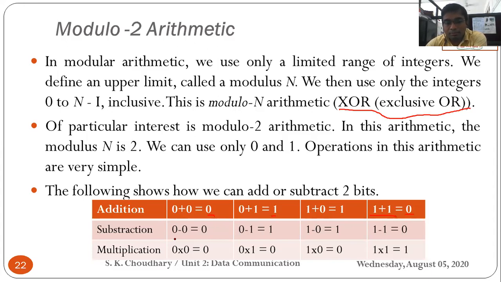Now see the subtraction. In modulo 2 arithmetic, 0 minus 0 is 0, 0 minus 1 is again 1, there is no negative or positive sign here, 1 minus 0 is again 1, and 1 minus 1 is 0. Again the same thing: dissimilar inputs give output 1, similar inputs give output 0. But for multiplication, only when both inputs are 1 is the output 1, and in the rest of the cases the output is 0.